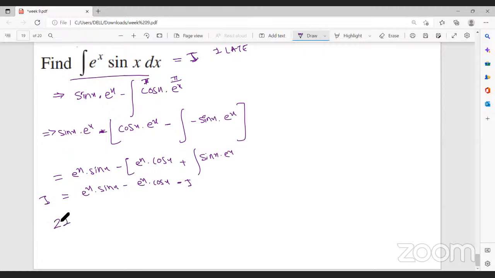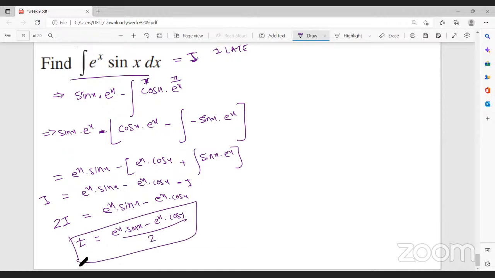Should it be plus I or minus I? No, minus, inside the bracket or multiplying. Yeah, minus, and this has a minus sign, right? So minus this will come to this side, so twice of I. So twice of I equals e to the power x sin x minus e to the power x cos x, right? So now my integral will be e to the power x sin x minus e to the power x cos x upon 2. So this is the value of this particular integral.